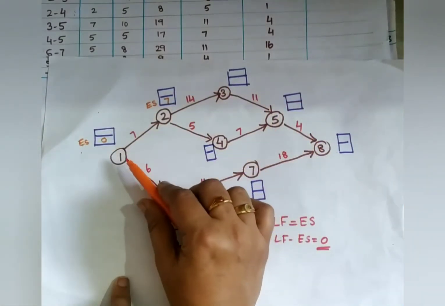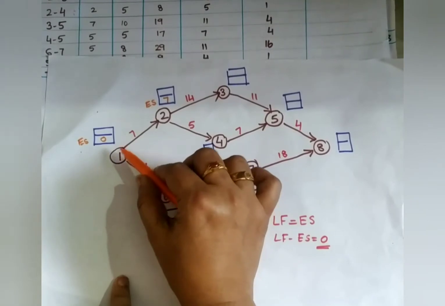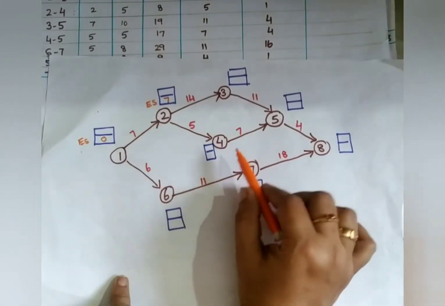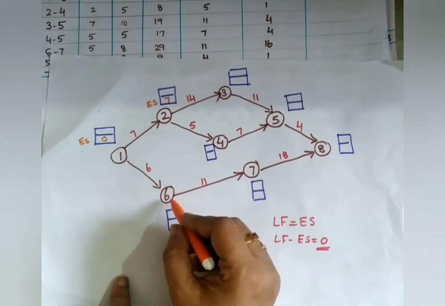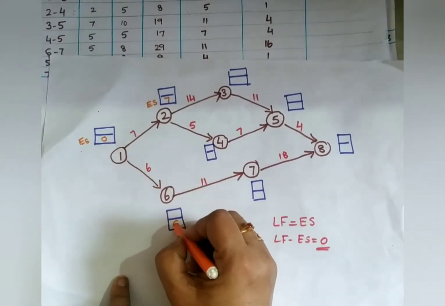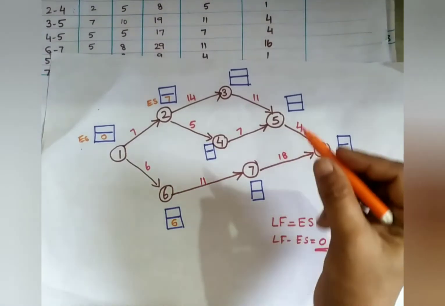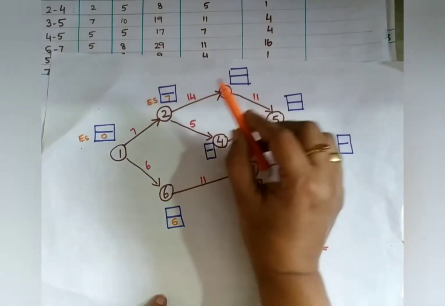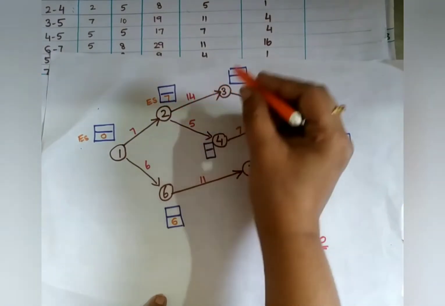And next, 1 to 6. My suggestion is to go in order, like 1 to 2, 2 to 3, then it is easy for you. Next I will come to node 6. What is the earliest start? 0 plus 6, so it is 6. Okay. Next 2 to 3 we will go for. So 14 plus 7, it is 21.